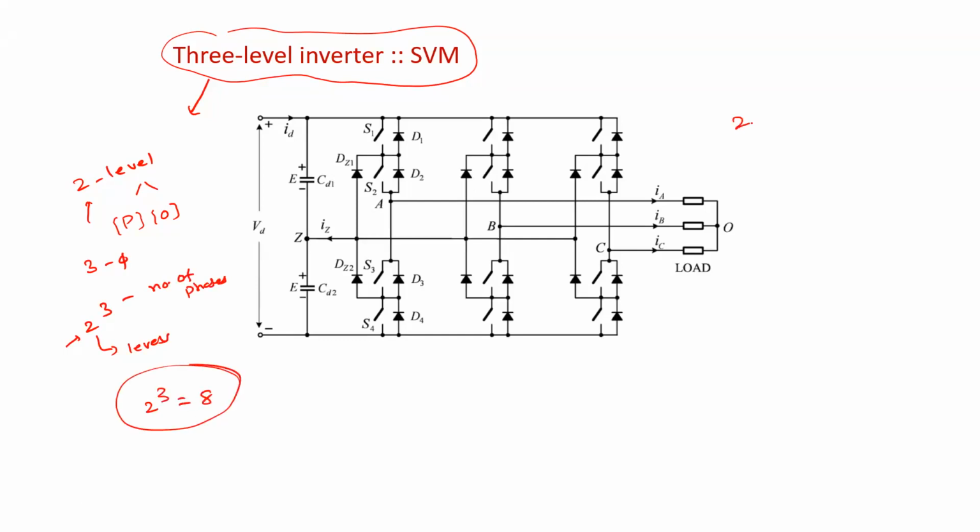If it is a 2-level inverter, so it is a 5-phase machine. How many space vectors do we have?